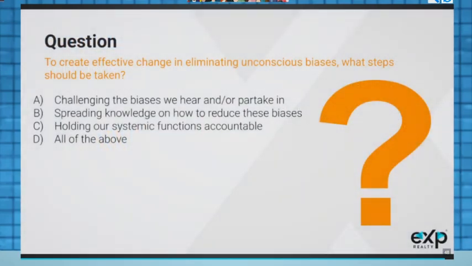Question. To create effective change in eliminating unconscious biases, what steps should we take? Challenging the biases we hear or partake in, spreading knowledge on how to reduce the biases, holding our systemic functions accountable, or all of the above. This is an easy one. It's a no-brainer. You sat through this course. What is it? It's D. For those in the back, it's D. It's all of the above.